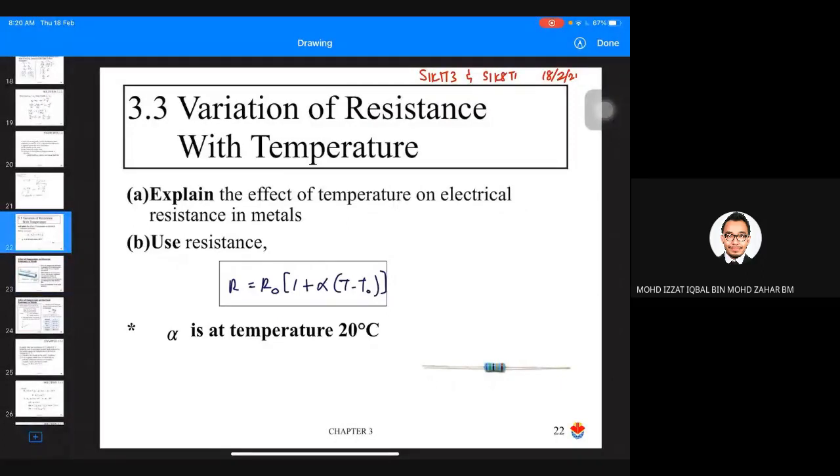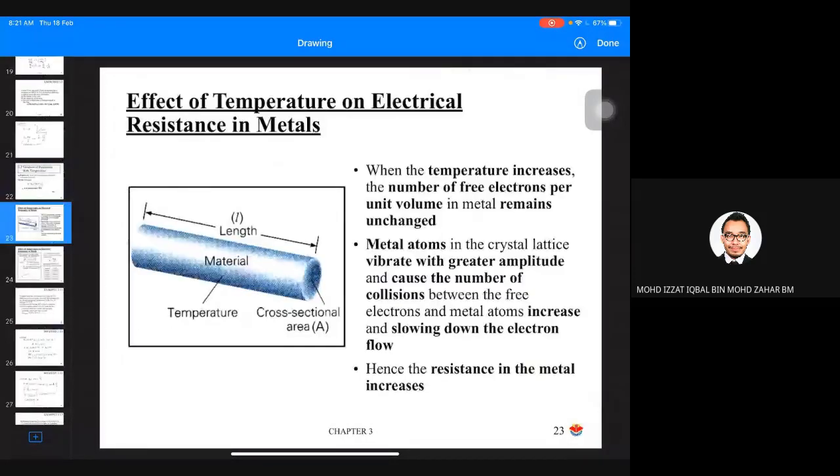So you need to be able to explain the effect of temperature. When it says you need to explain, it means that you need to understand why, when temperature is increased, the resistance is increased. And you need to be able to use the formula. The resistance increase is actually because of this.